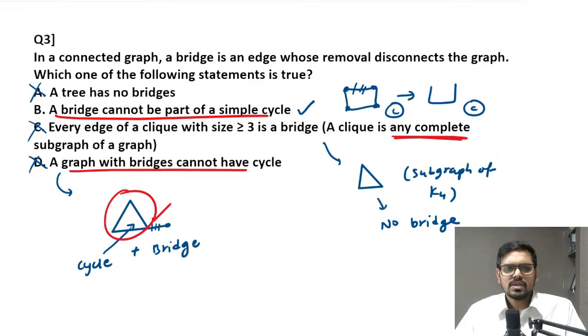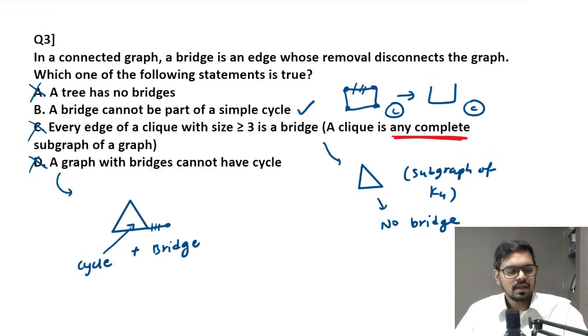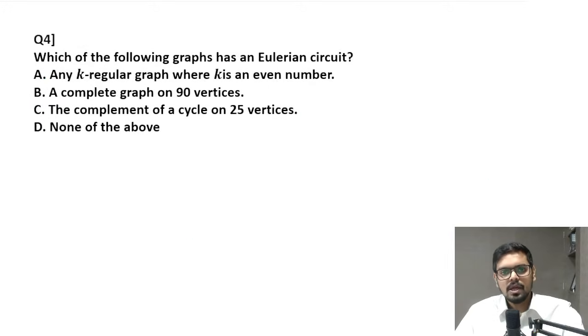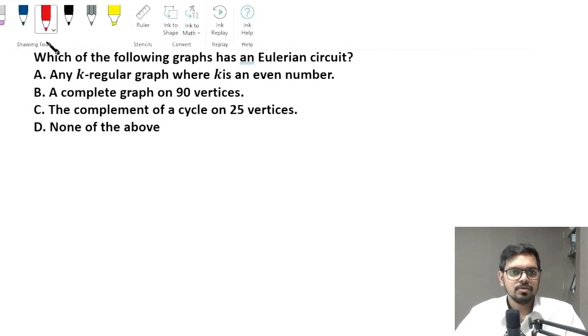For now it is MCQ, so you can use these tricks and techniques, whichever is easy option. If you feel it's correct, done. No need to check others. Try the question number 4. Now the question says, which of the following graphs has an Eulerian circuit? We have 4 options. Pause the video, try, then look at my solution.